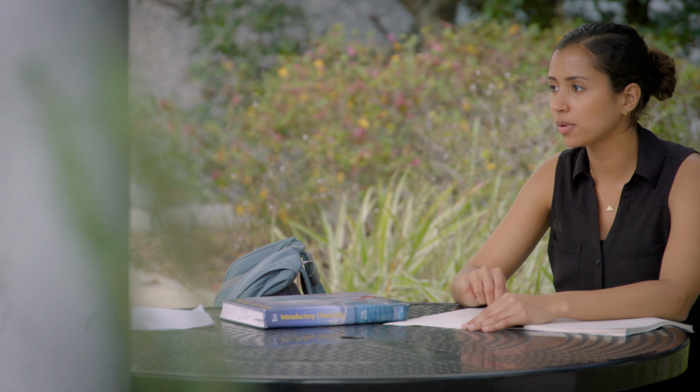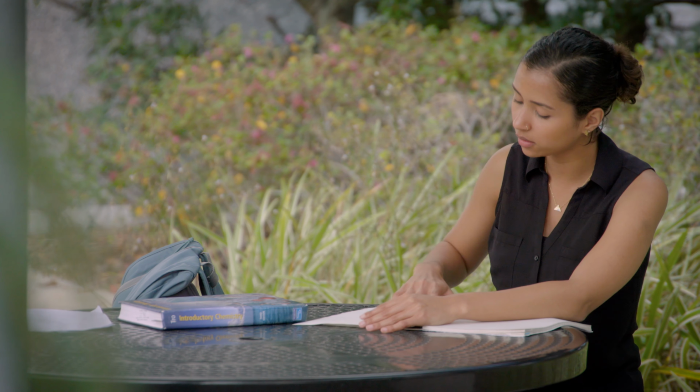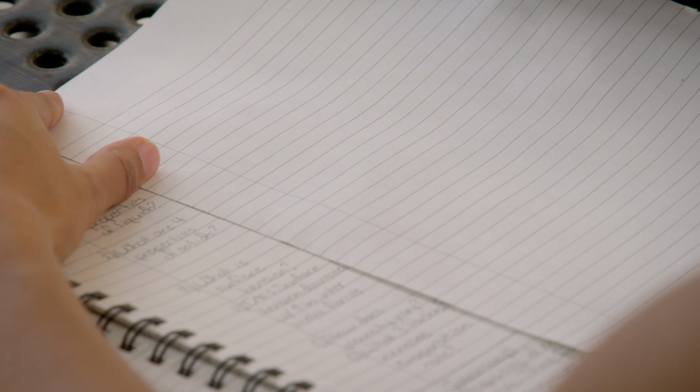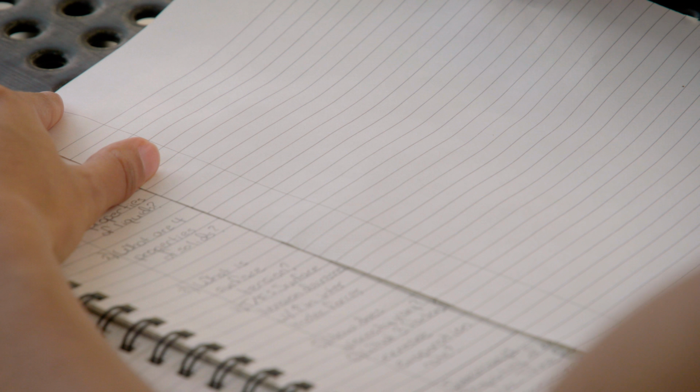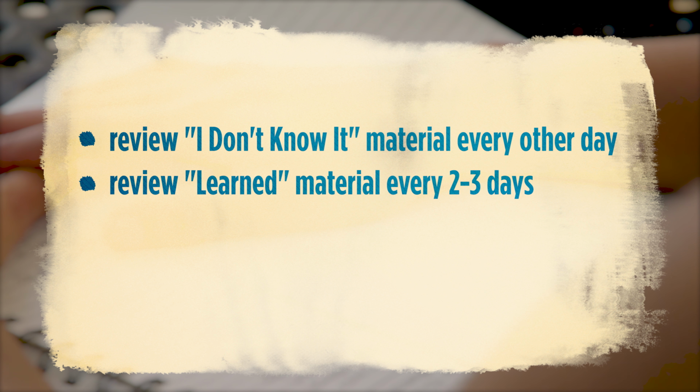Dedicate some time to reviewing your notes every week. The best way to review information in the Cornell format is to repeat the recitation step. If you recite something correctly, move on to the next main idea. If something is not recalled correctly, read the question and answer aloud until you think you can recite it from memory. Review the "I don't know it" material every other day and the learned material every 2 to 3 days.